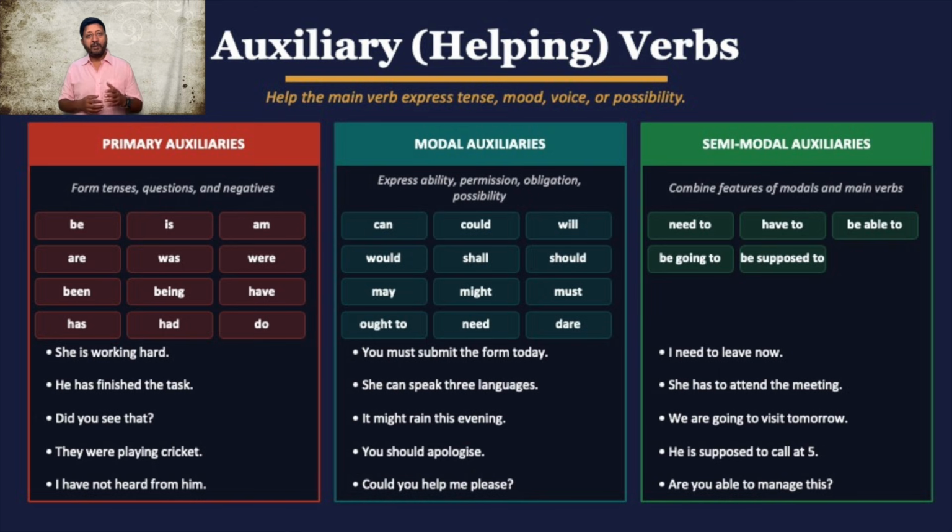Let's take a look at a semi-modal auxiliary, which combines the features of both primary auxiliaries as well as modal auxiliaries. I need to leave now. Leave, of course, being the verb. Need to becomes the semi-modal auxiliary.